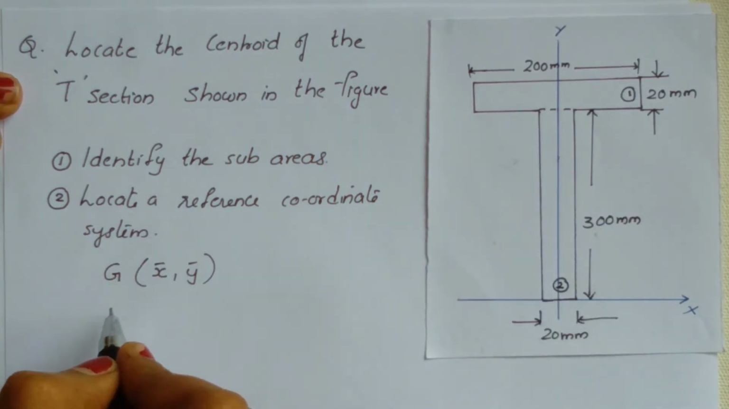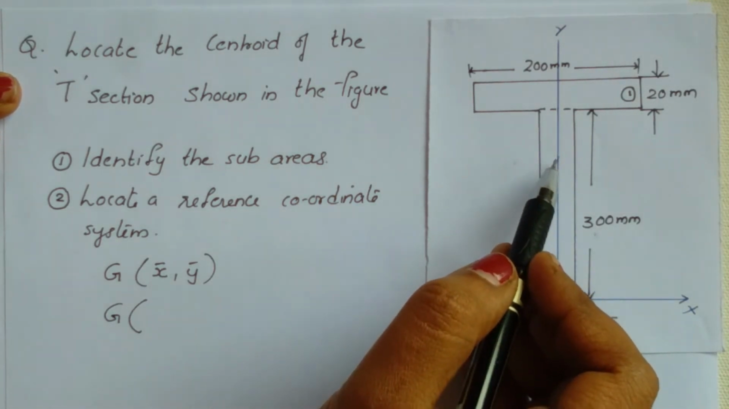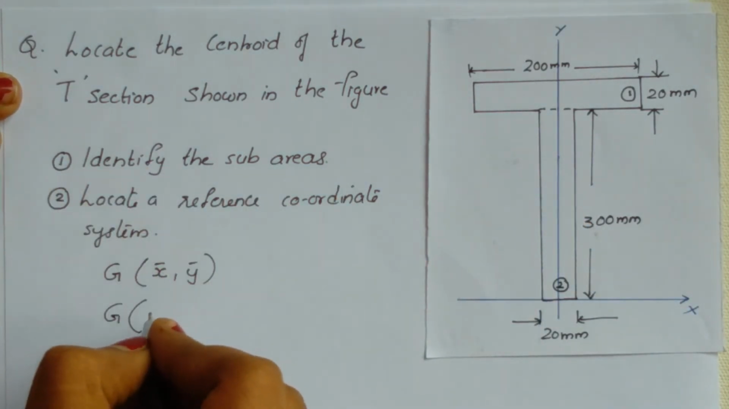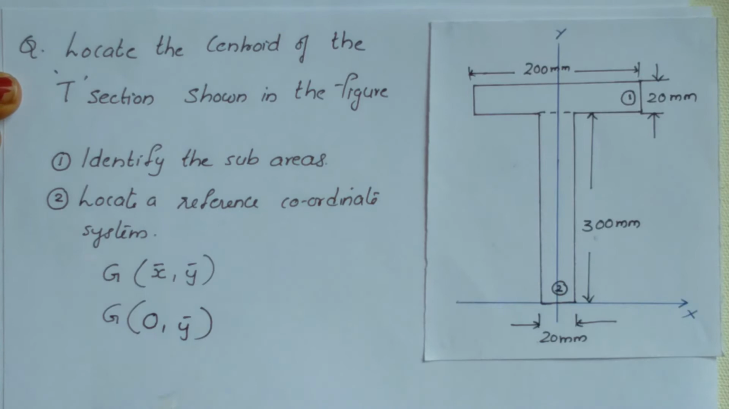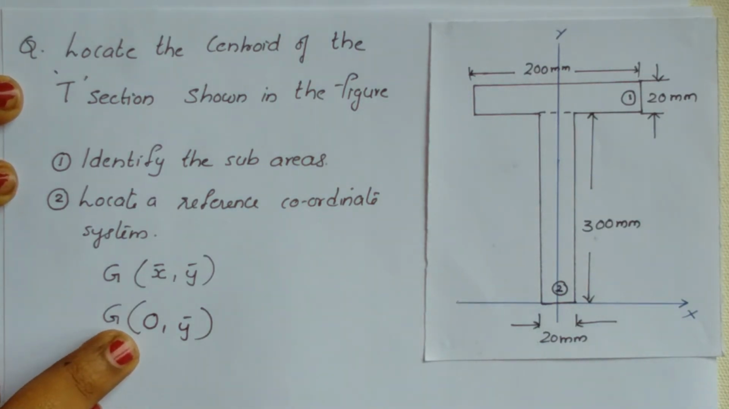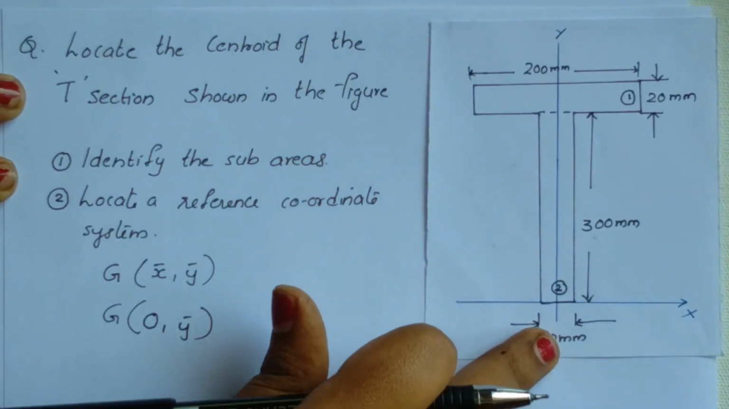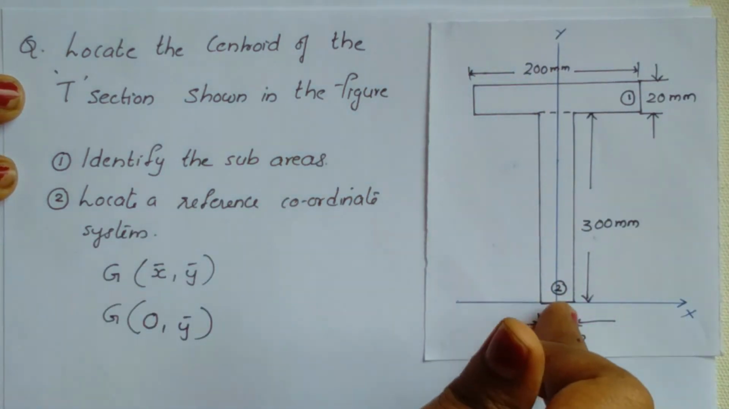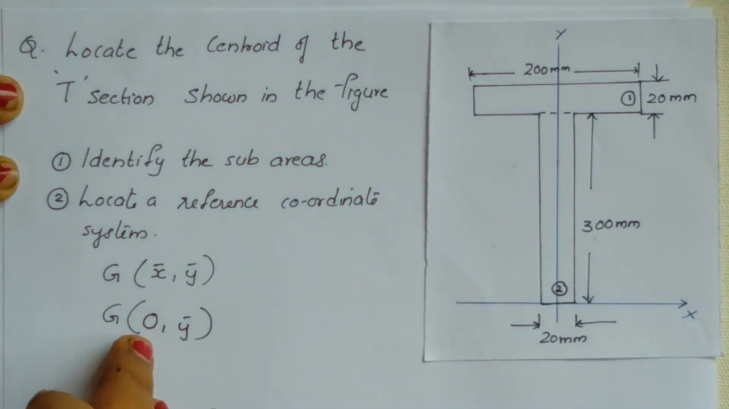We can easily say one thing: since the centroid is on the y-axis, the x coordinate of the centroid will be 0, or we can say that x bar will be 0. So one part of the problem is already solved. That is why we took the y-axis along the axis of symmetry. We could have taken the y-axis along this side, but we purposefully took the y-axis along the axis of symmetry so that we can easily fix x bar as 0.